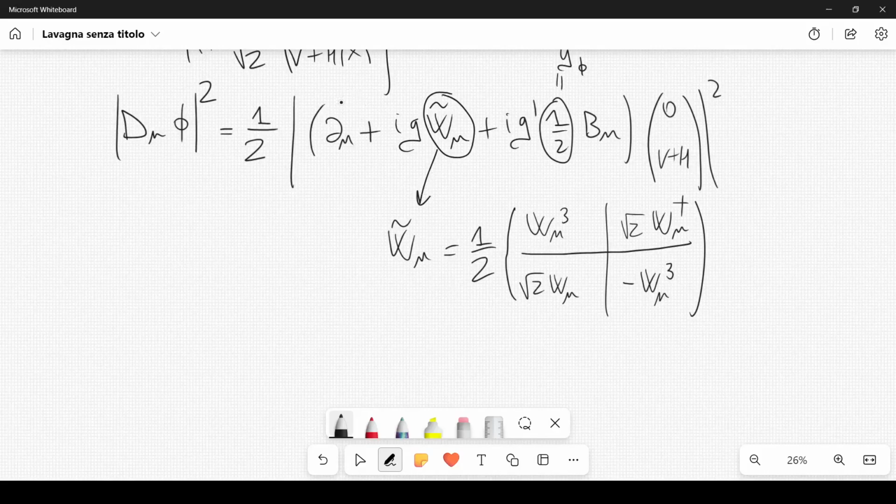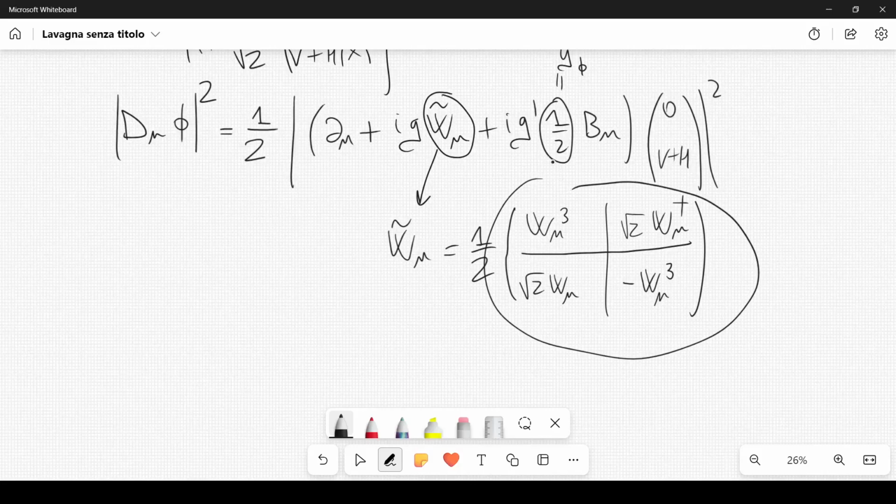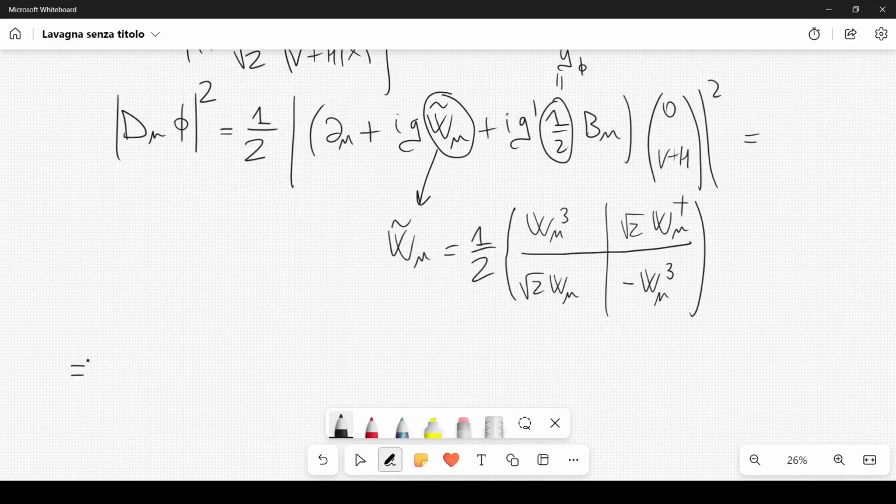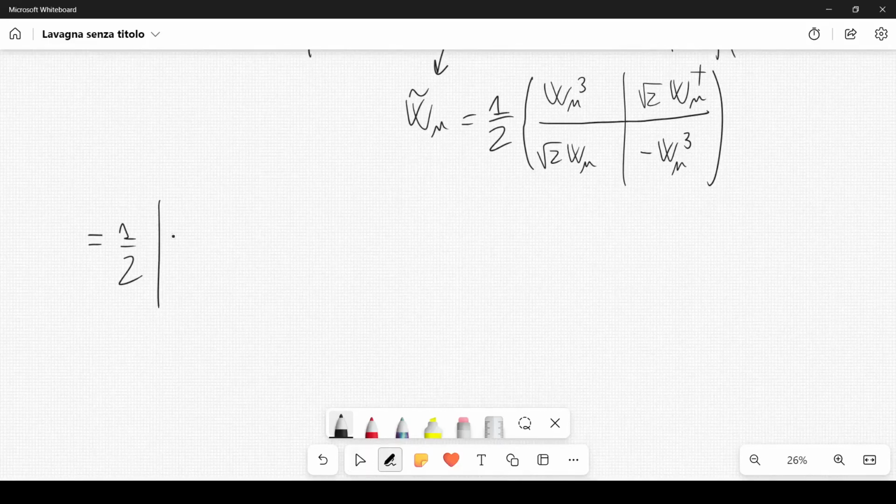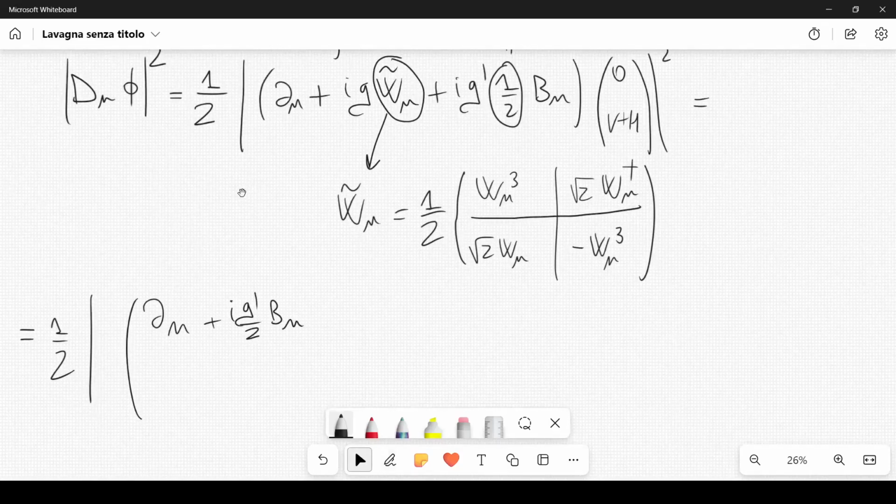And you have to think that this d mu here should be d mu times the identity matrix in 2 dimensions, because now if we replace W tilde mu with this 2 by 2 matrix, you have to think that these are actually multiplied by the identity matrix in 2 dimensions. So we can write this as 1/2 modulus. We have the modulus of d mu plus i g prime over 2 b mu. So it comes from here.